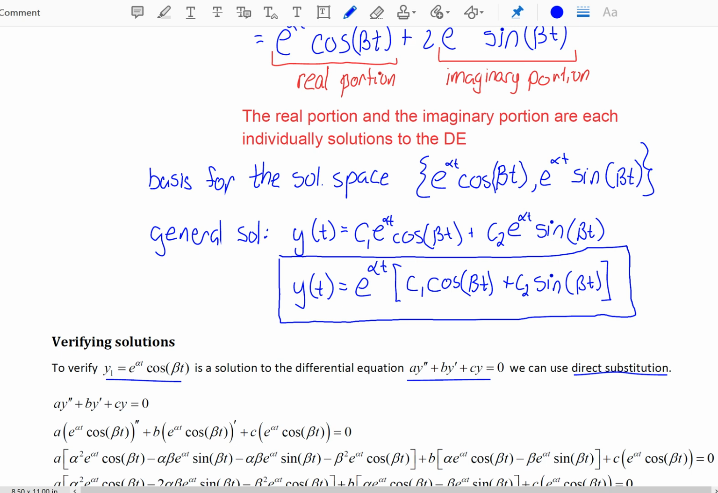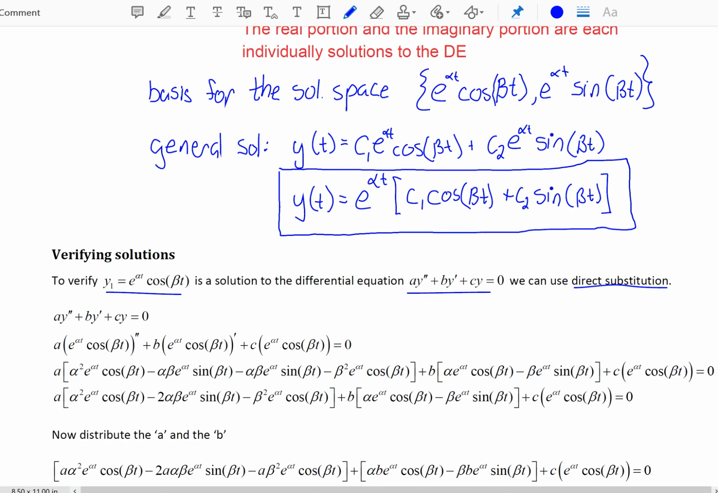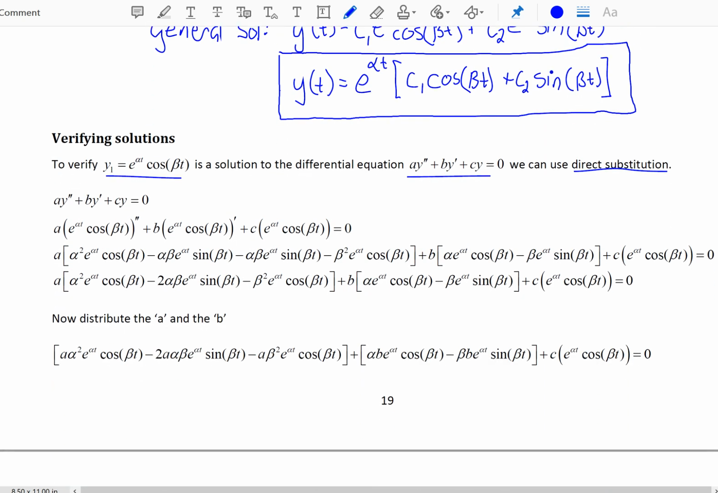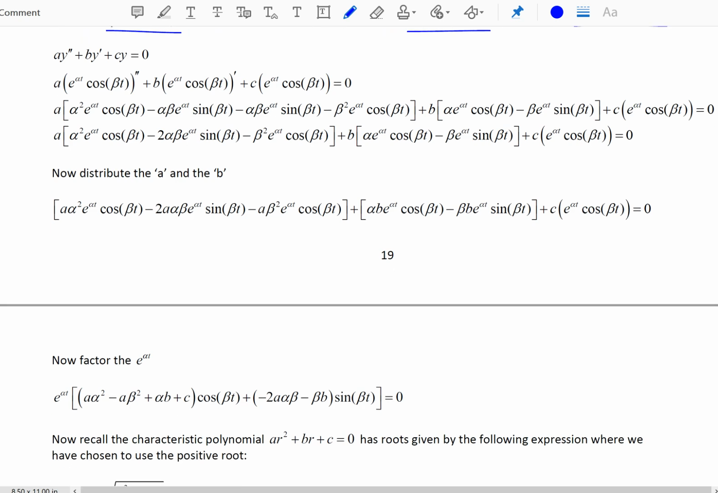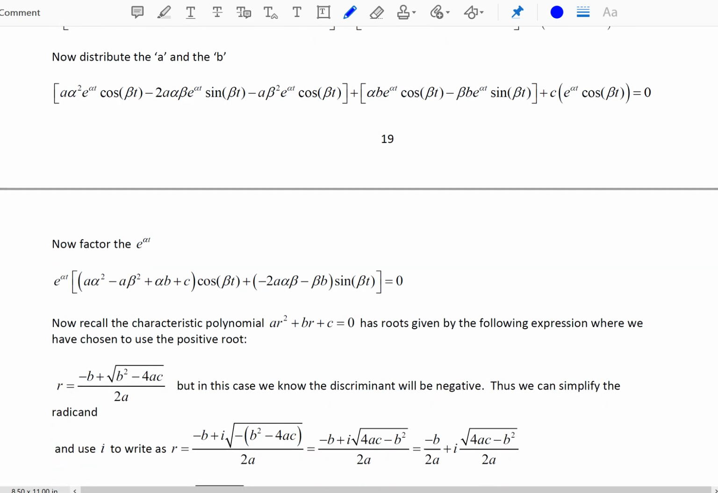I presented this here just for completeness and for you to verify, without having to do the algebra yourself, that this is indeed a solution. So please take some time to look through this verification. It is a little bit long, but I believe everything here is at a level that we should be able to follow nicely.